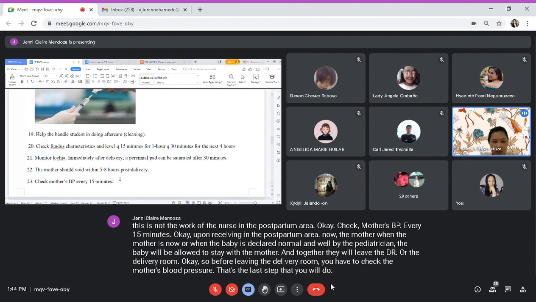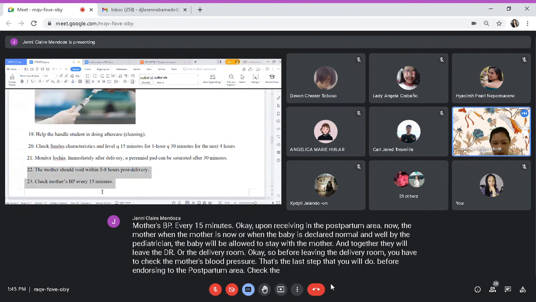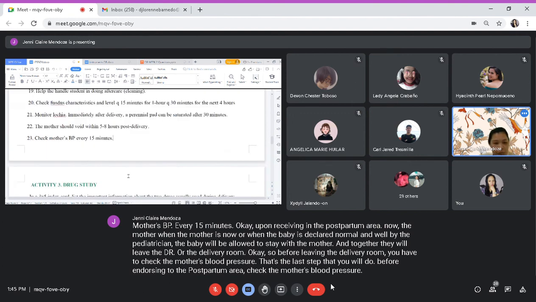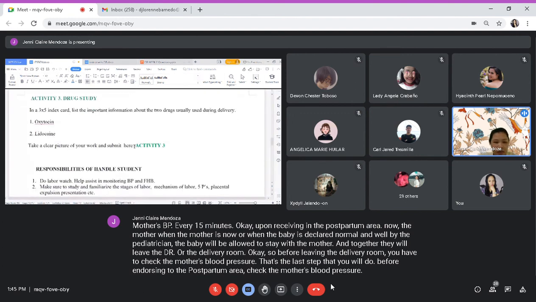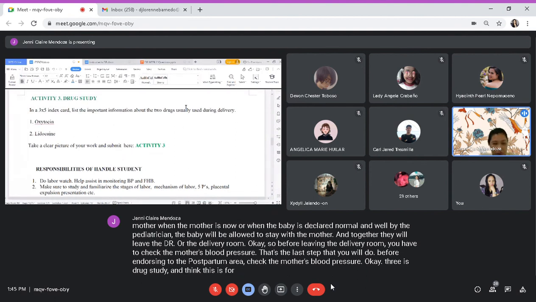Endorsing to the postpartum area. Check the mother's blood pressure. Okay. Activity 3 is drug study. And this is 4. Okay. You have to do your drug study of oxytocin and lidocaine.